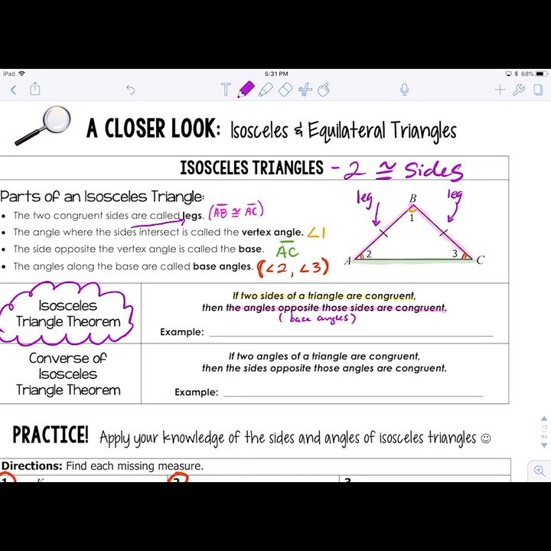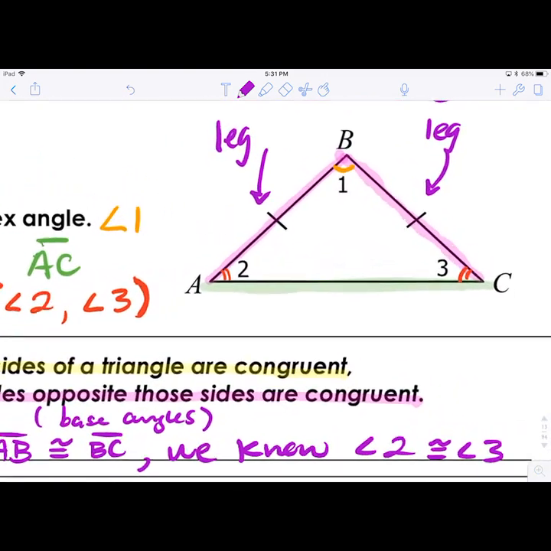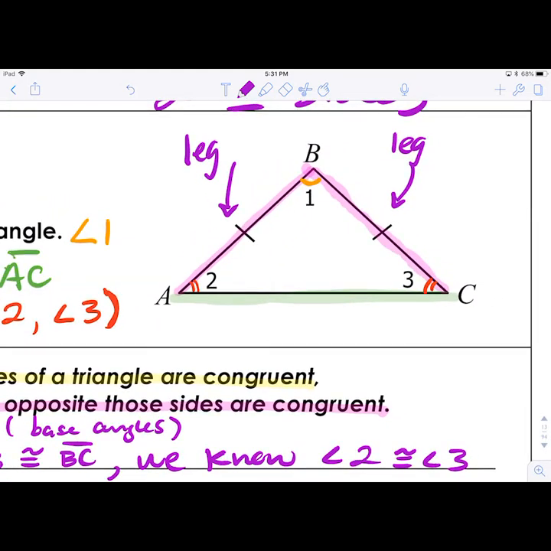All right? So we know that since we have in our figure above AB is congruent to BC, we know that angle 2 will be congruent to angle 3. And the way I like to remember this and draw this is, okay, well, you have these two congruent legs right here. So the angles that are opposite of those legs are also congruent to one another.